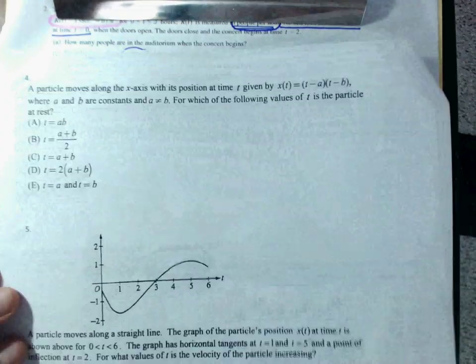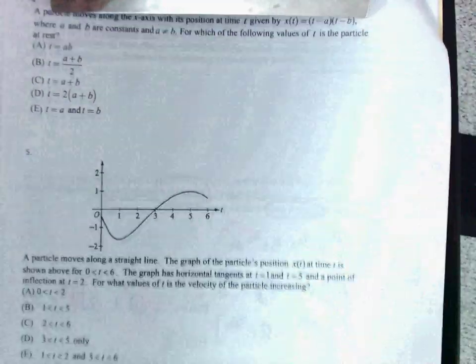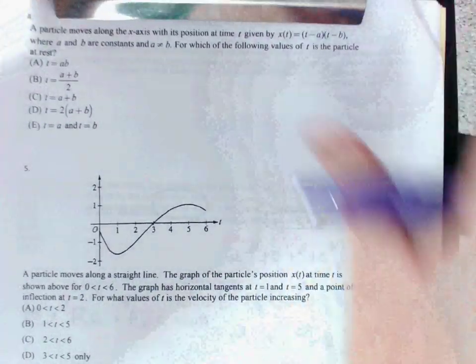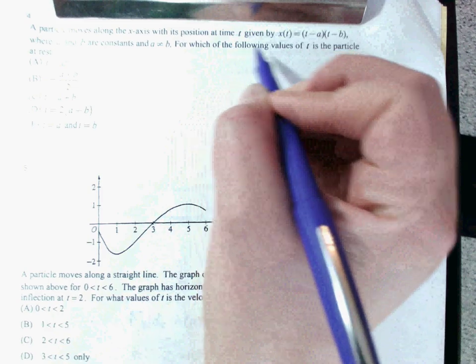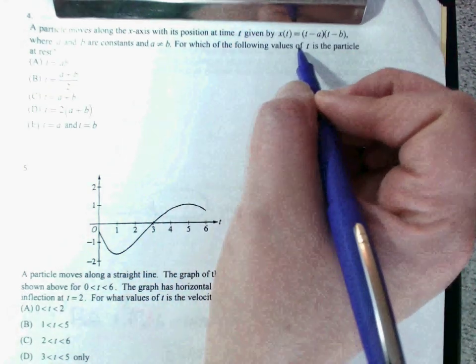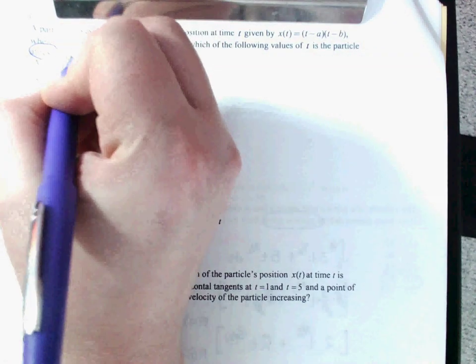All right, number 4 is going to be very similar to the one that we just did. It says a particle moves with position, blah, blah, blah, where a and b are constants, a and b aren't the same. For which of the following values of t is the particle at rest? Okay, at rest means that your velocity function needs to be equal to 0.